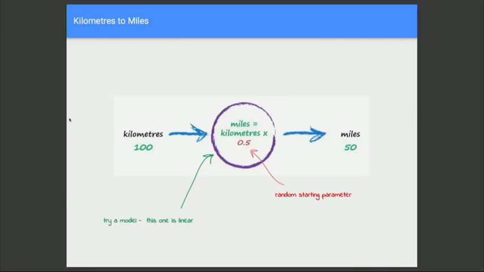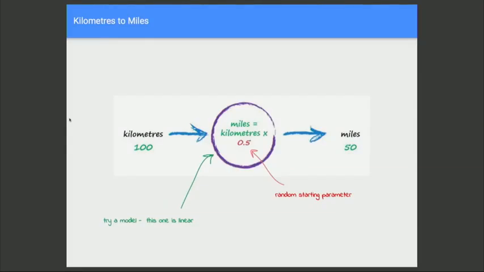So let's set ourselves a very simple example just to get started. Imagine that the conversion from kilometers to miles is a difficult problem. Just imagine. I know it's not. You know it's not. But let's just imagine it is. And imagine we didn't know how to do it. So we invent a model in our mind. We say, maybe one is the other one multiplied by a number. That's a model. We think it might be right. We might be wrong. We're going to try it.